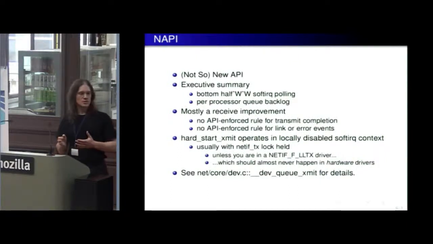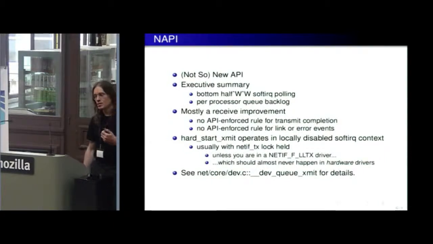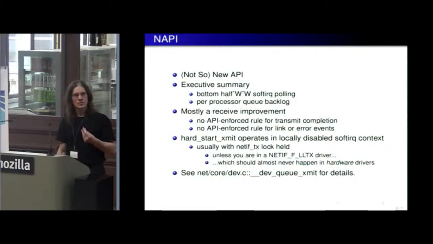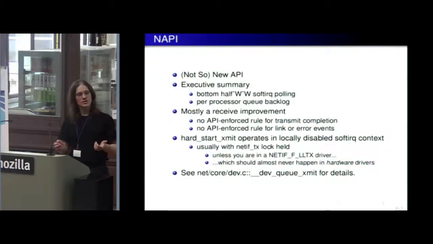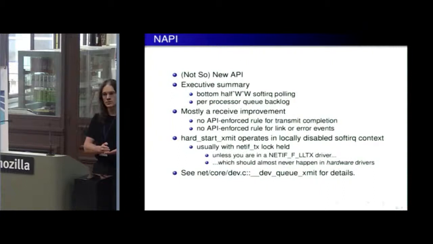The context is a bit special, but it is tailored for performance. That is, the network device core part takes care of transmit locking. A lock is taken for you. It's a per transmit queue lock. You can use it. You don't need to introduce a specific lock. You can use this lock.